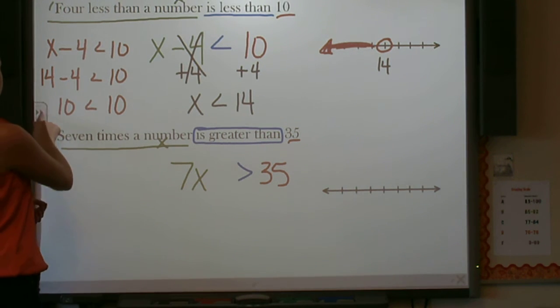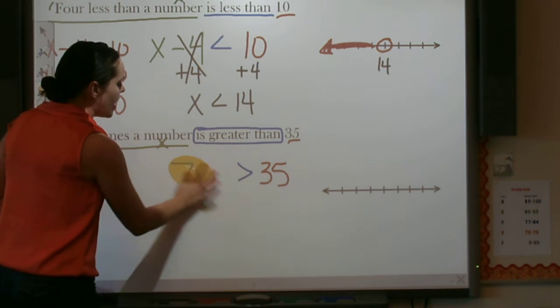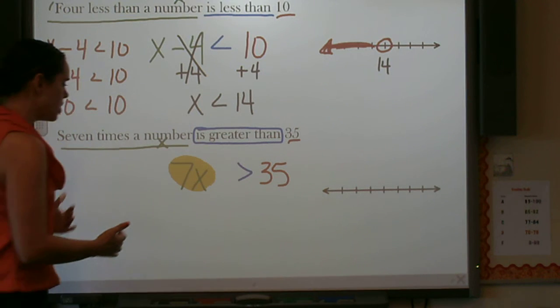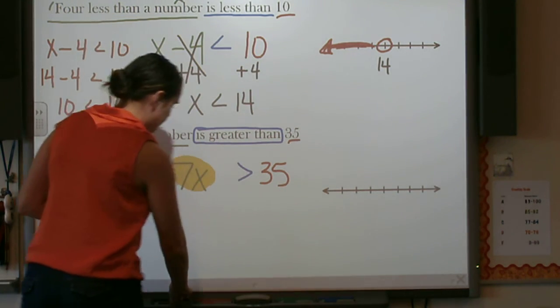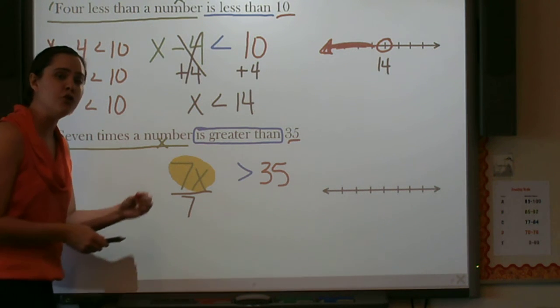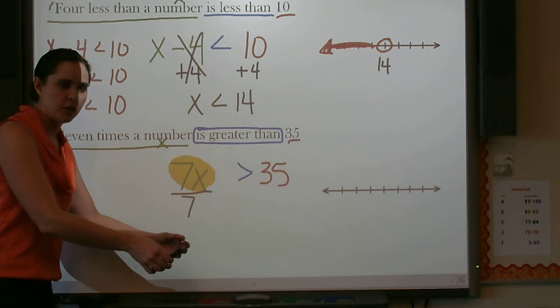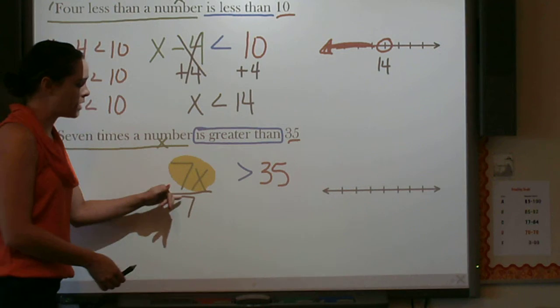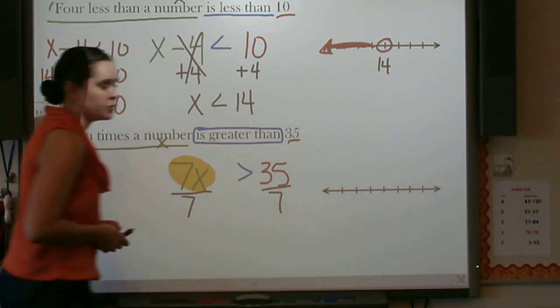And if we notice, our x is being multiplied by 7. So I need to use the inverse operation of multiplication, because I need to undo the effect of multiplication of 7 on my variable. So the inverse operation of multiplication is division. So I'm going to divide by 7, because I want to undo times 7. So to undo times 7, I divide by 7. And what I do to one side, I have to do to the other side.